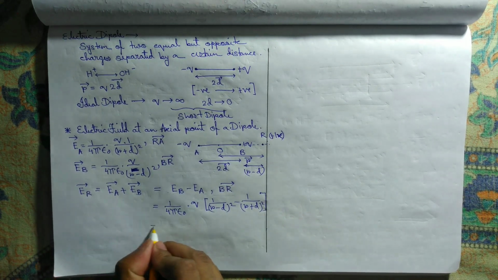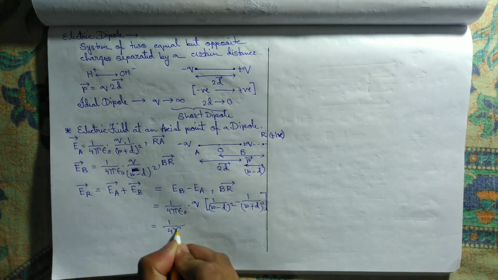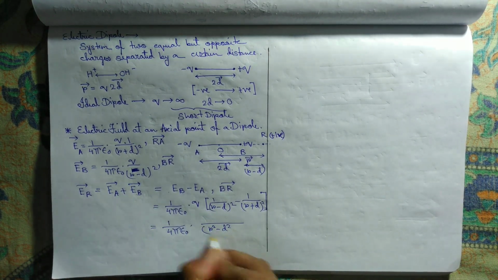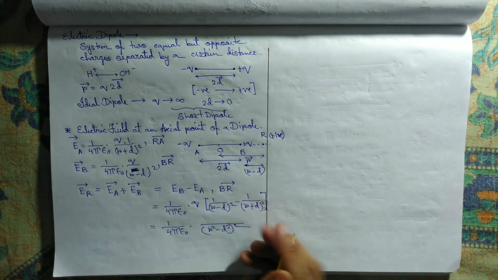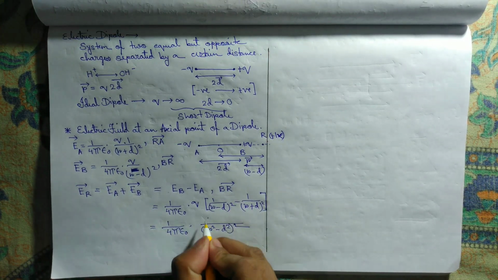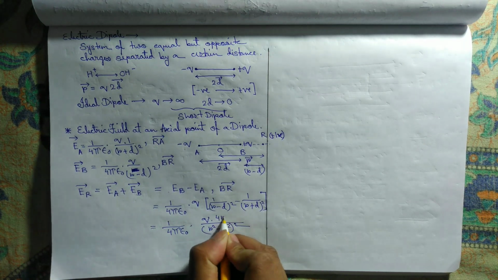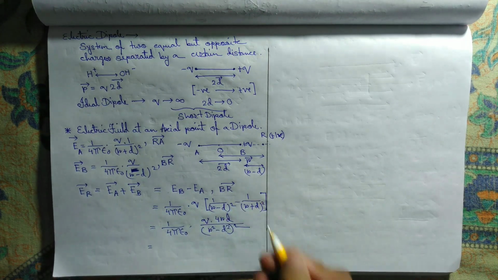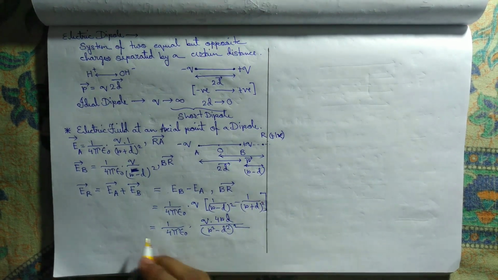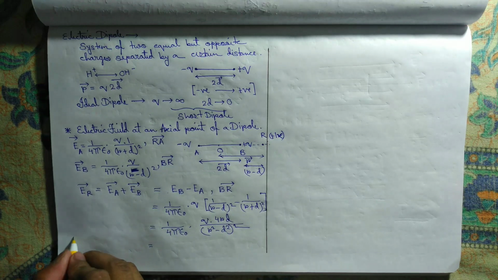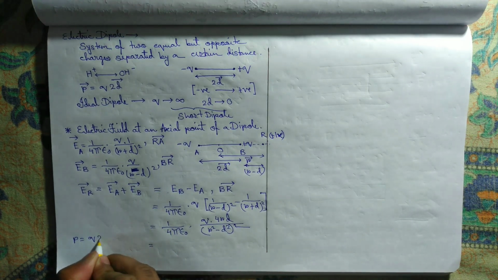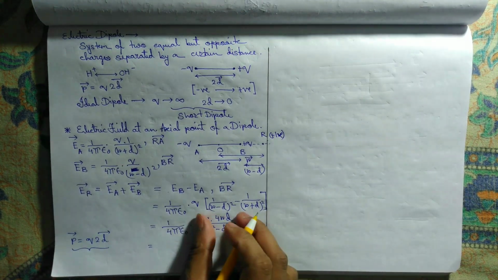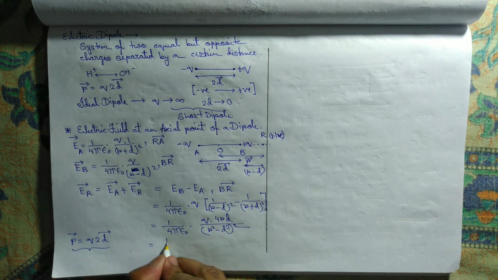Just simplify it. So 1 by 4 pi epsilon naught, what will be in the denominator? R square minus d square whole square, right? And on the numerator it will be q into 4 rd. The direction will be along B to A. And we know P equal to Q into 2D, right? We know that, so we can substitute that here, q 4rd.